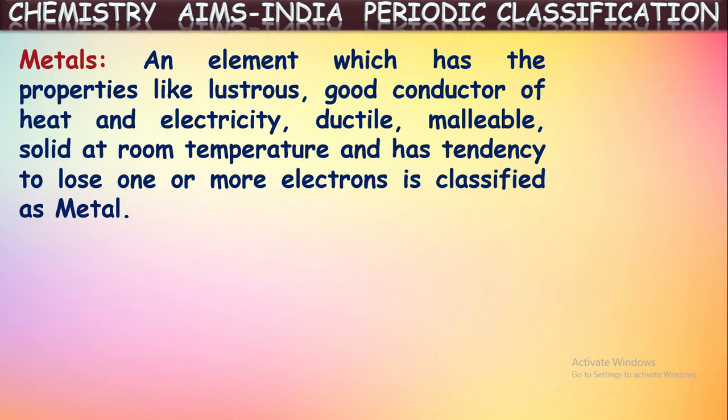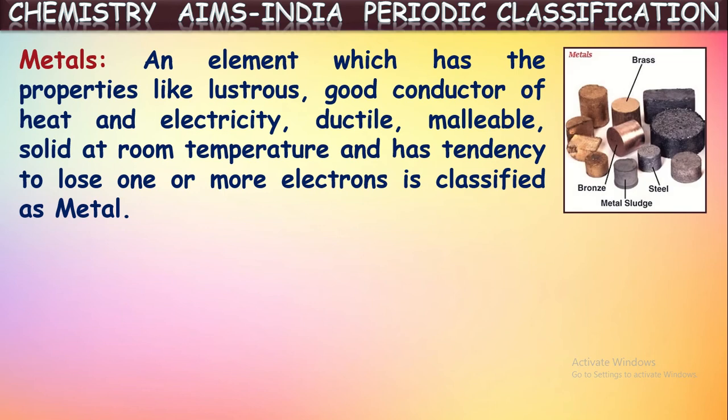So what are metals? An element which has the properties like lustrous, good conductor of heat and electricity, ductile, malleable, and solids at room temperature, and has tendency to lose one or more electrons is classified as metal. So based upon these physical properties, he classified certain elements as metals. What are those physical properties?